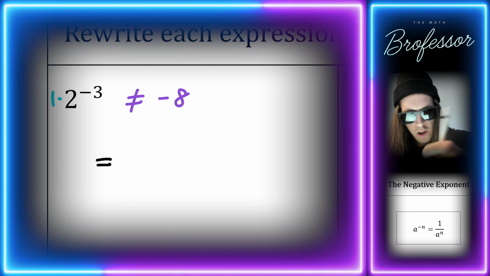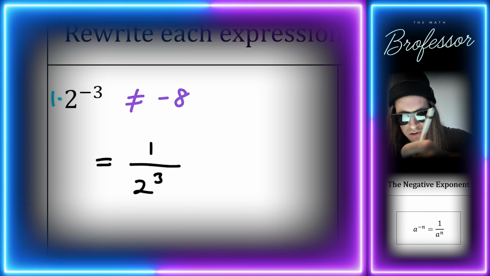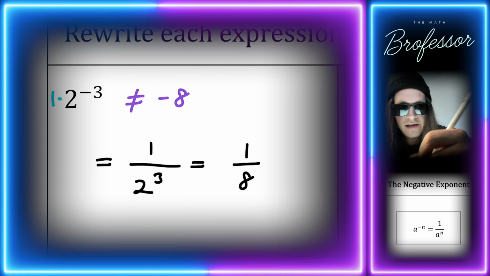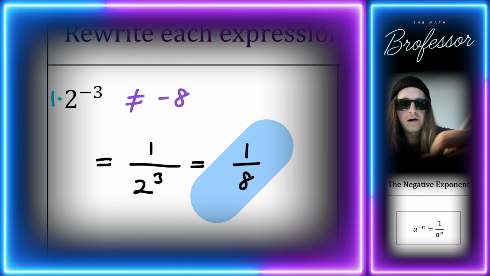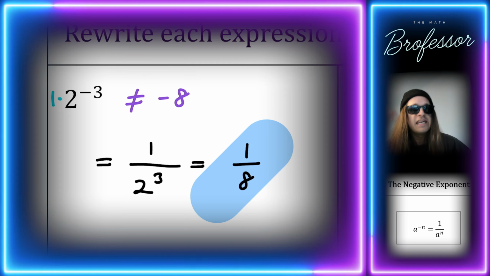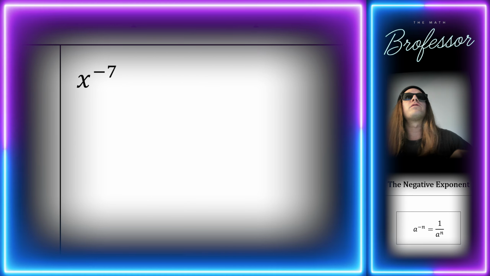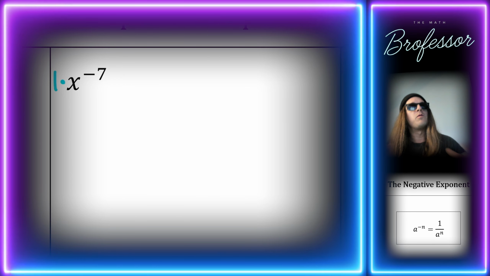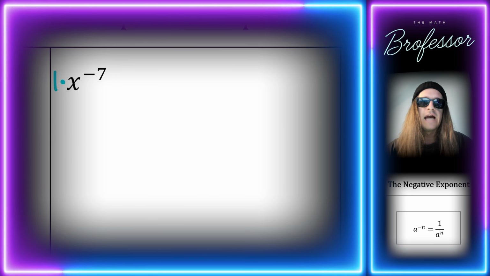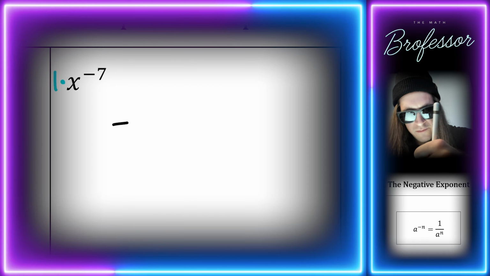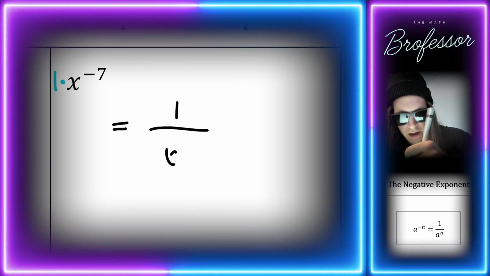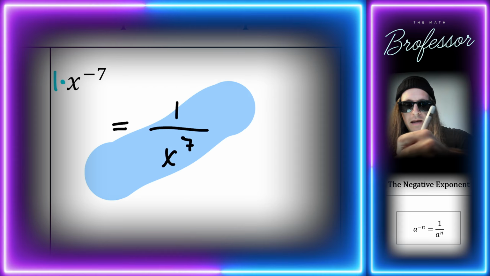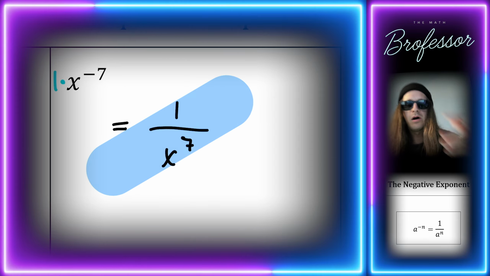So flipping here would give you 1 over 2 to the third power, which is 1 over 8. So 2 to the negative third power is not negative 8. It's not the negation. It's 1 over 8. It's the reciprocation. Negative exponents reciprocate. Same thing for dealing with the variable. There is technically a 1 in front of this x, right? 1 is called the multiplicative identity. It is implied. It is behind the scenes, and we can use it if we need it. And this becomes 1 over x to the positive 7. Reciprocate and make your exponent positive. That's what that is.